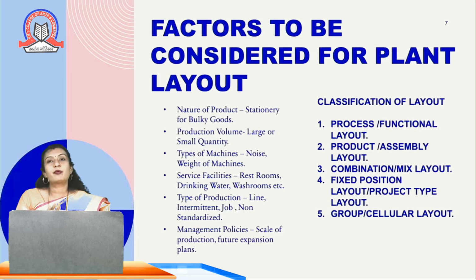Then what type of production, whether it is intermittent, meaning it happens in breaks, different products are being manufactured, or whether it is continuous, the same type of production is happening. So the type of production, and of course the management policies, that is whether the management wants to stick with this production system only and they don't have any further plan of growth or expansion. And if they want to go for growth and expansion, then they will have to think about the factory setup also. So according to all these factors, according to all these conditions, there are basically 5 types of layout.